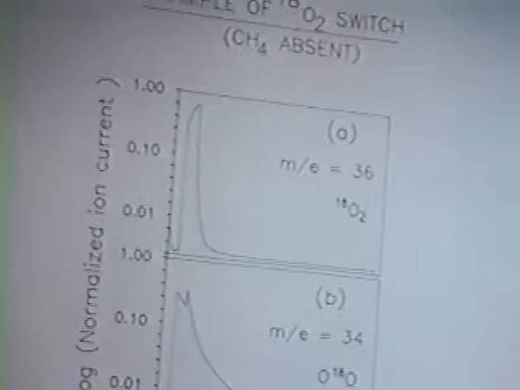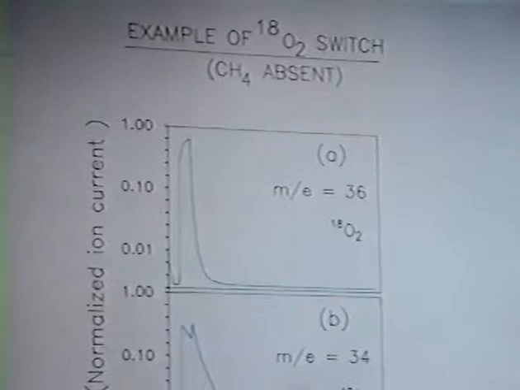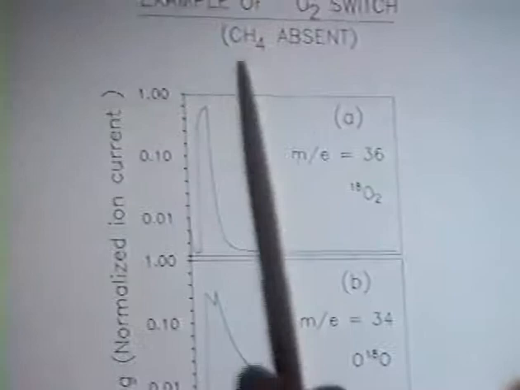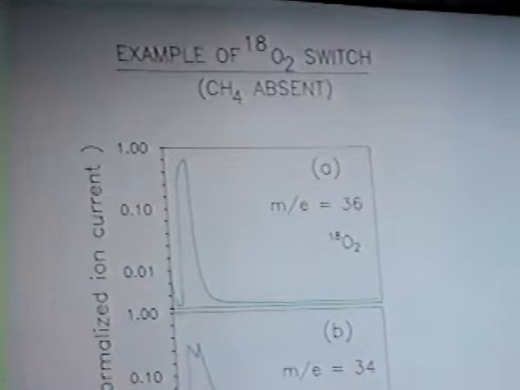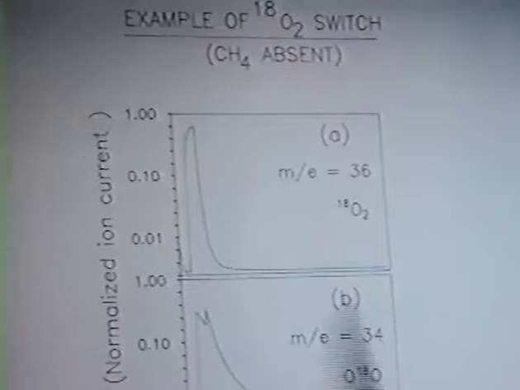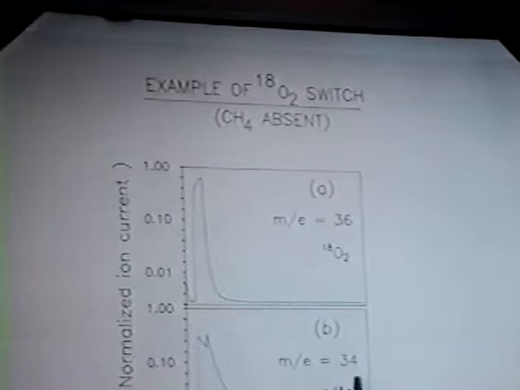Let me turn now to the oxygen. In this case, we're doing exactly the same thing, except now we're leaving our methane in the CH4 form and we're switching our oxygen from O16 to O18. And in this case, we're doing this in the absence of methane. All we're doing is we just replace the methane flow by a helium flow, and we're just pulsing our catalyst with O18. And we're looking at the appearance of mass 36, which is O18, and mass 34, which is O16-O18.